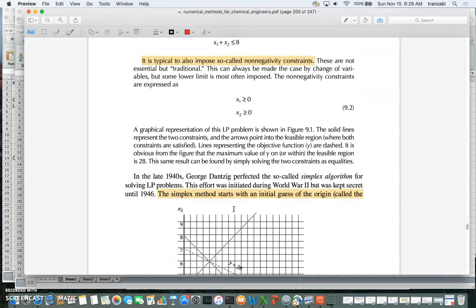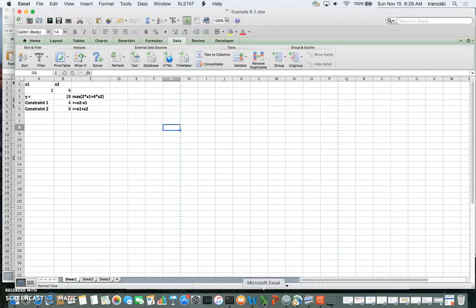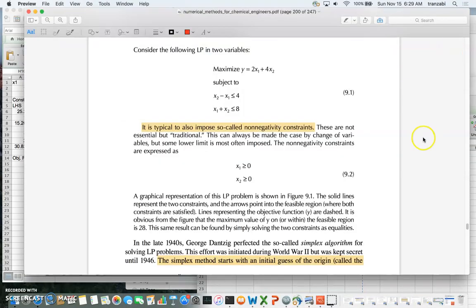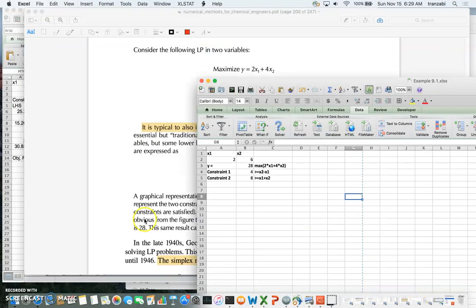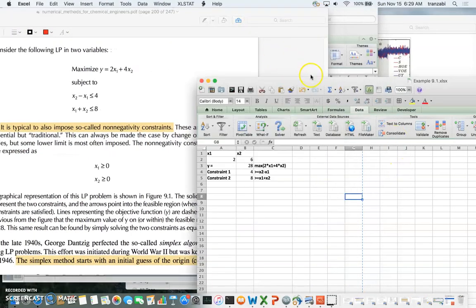All right, so let's look at this problem and try to solve it. I'm going to put these equations in a spreadsheet. I'm going to see how we can do this and solve it using a spreadsheet. So here's my spreadsheet. I'm going to move it over here so you see both the problems.